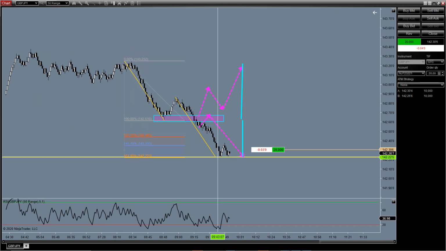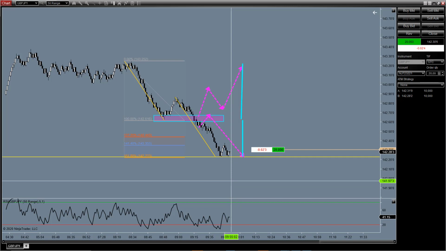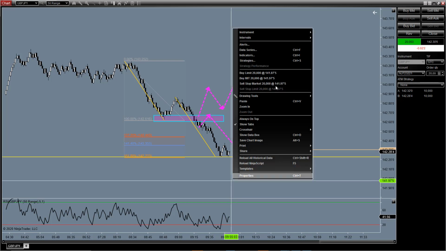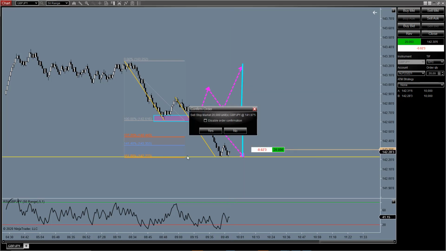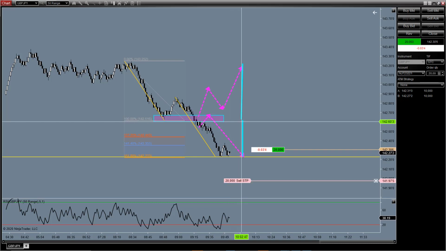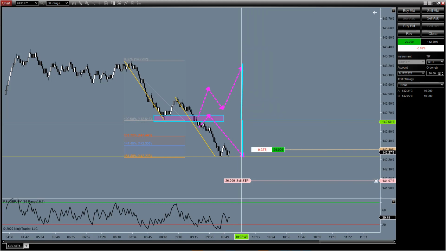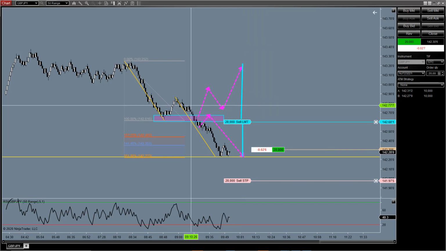Going to do a 2 ATR stop because I can afford the breathing room. That's going to put it right below the 142 even handle. Let's see if that will give me a 1-to-1. If it doesn't, I'll have to adjust. We'll take target 1 right here. We're going to put the target 2 higher.